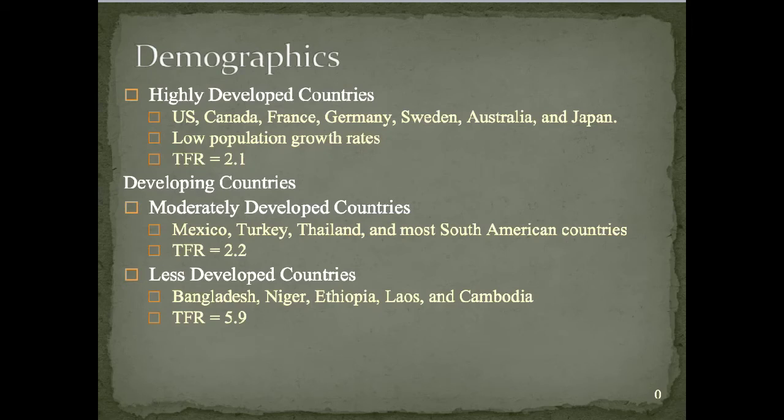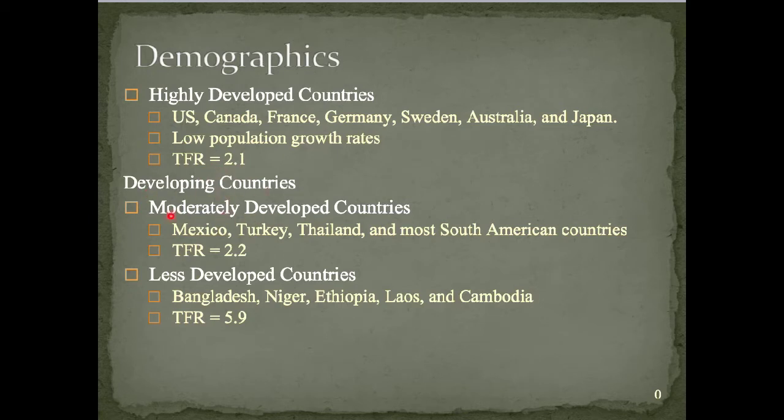Now looking at demographics, first part looks at a developed country versus a developing country. Highly developed countries, examples would be the US, Canada, France, Germany, Sweden, Australia, and Japan. They have low population growth and a TFR, what's TFR stand for? Yeah, total fertility rate of 2.1, or no higher than 2.1.